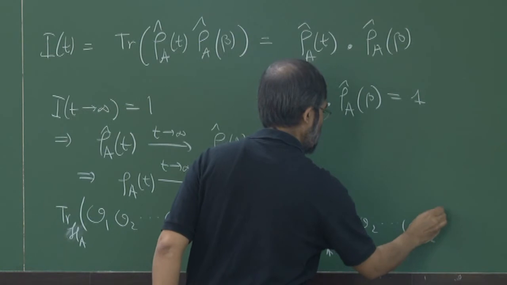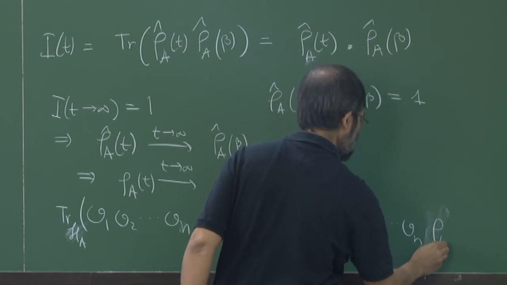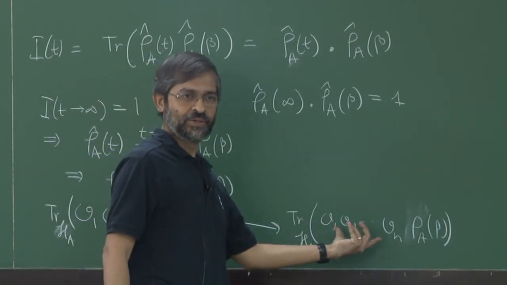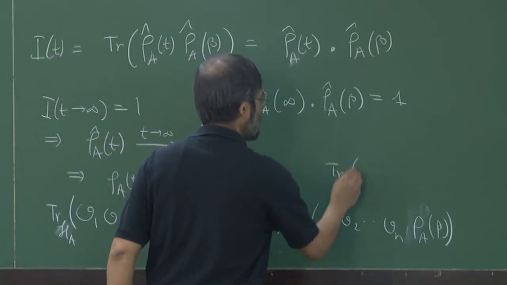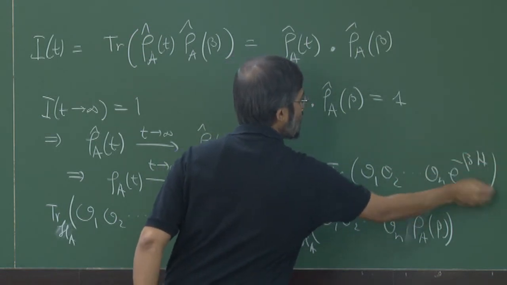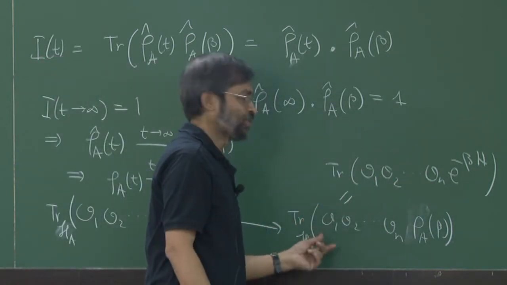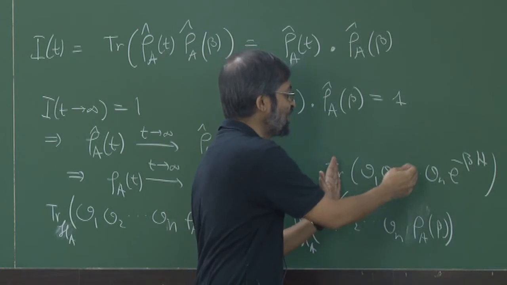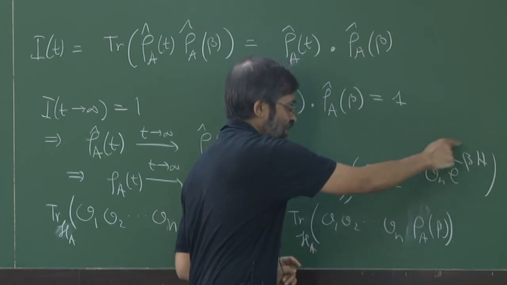On e to the power minus beta, it's rho A of beta. But because these are only local objects, this actually gets elevated to the full Hilbert space. This becomes O1, O2, On e to the power minus beta h. That is easy to see because these fellows don't have any leg in B. So this becomes that, because when I do the tracing, I can easily trace over B, and that affects only the e to the power minus beta h part, and it does not affect these guys.